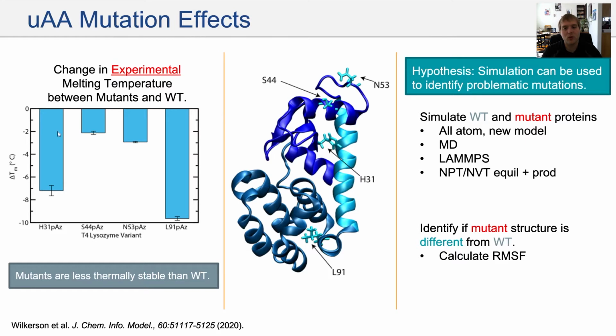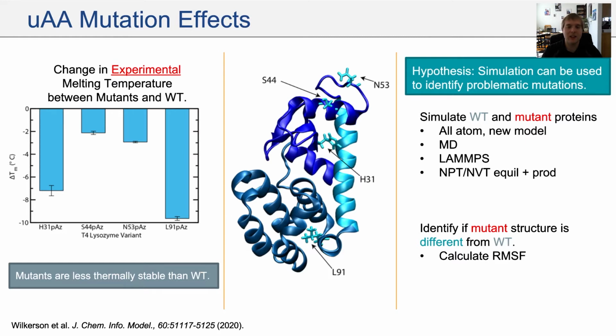Here, we have T4 lysozyme, and these are the 4 locations where we have experimental mutant stability data. 4 different mutants were examined as listed on the abscissa. The ordinate shows the change in the melting temperature for the mutant compared to the wild type. A negative value means the mutant is less stable than the naturally occurring molecule.